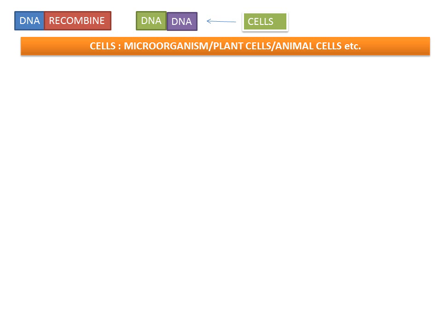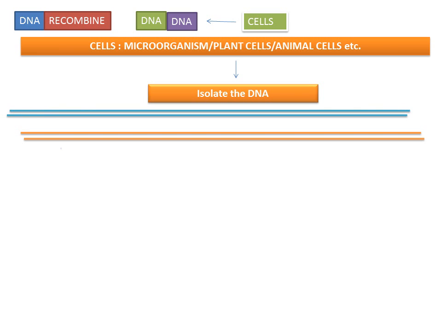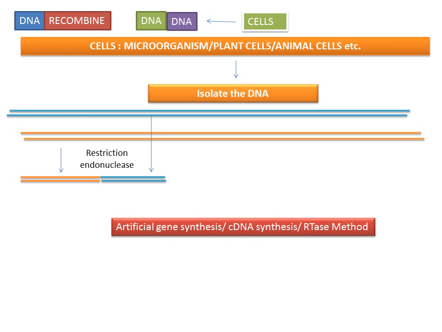The type of cells can be microorganisms, plants, or animal cells. Now we isolate the DNA. We have isolated the gene of interest as well as the vector. After isolation, if there are modifications required, then we modify, and then by using DNA ligase, we will ligate the vector with the gene of interest. Artificial gene synthesis is another technique to obtain the gene of interest.